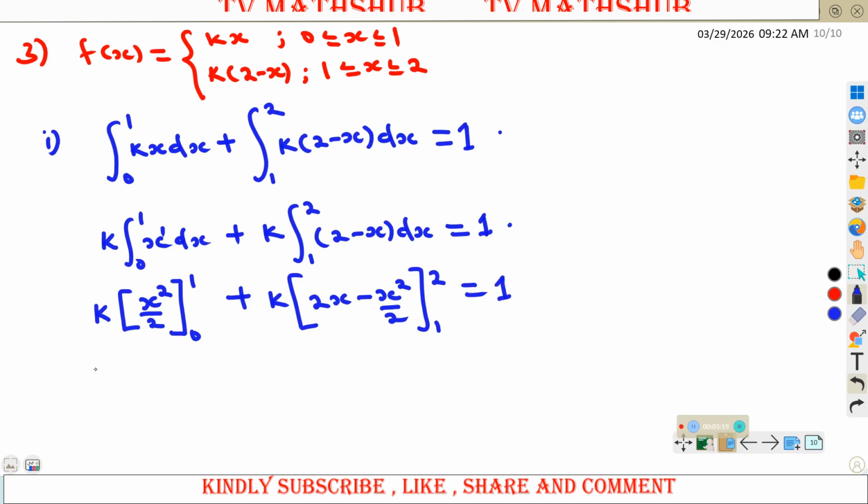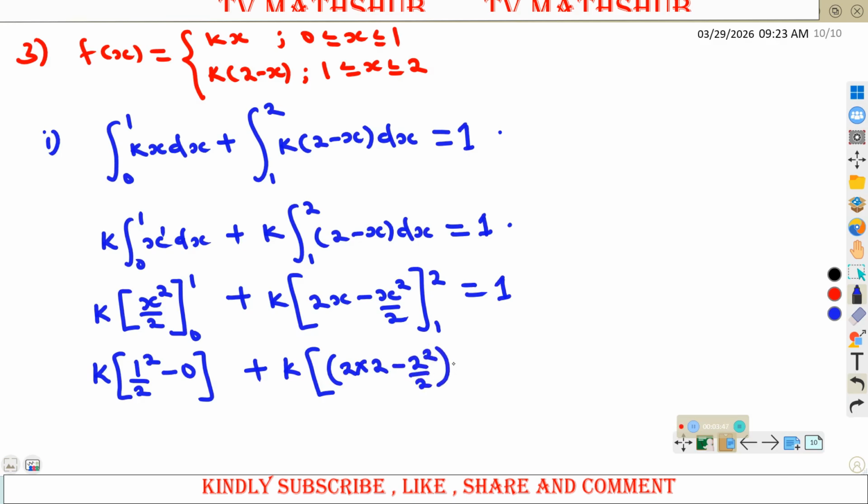So from here, we shall have this as k. Let us put the upper limit. When you put the upper limit, it will be 1 squared divided by 2. Minus the lower limit is 0, so it remains 0. Then plus k into, we begin by putting the upper limit, which is 2: 2 times 2 minus 2 squared divided by 2. Then minus, put 1, lower limit: 2 times 1 minus 1 squared divided by 2. And this should be equal to 1.